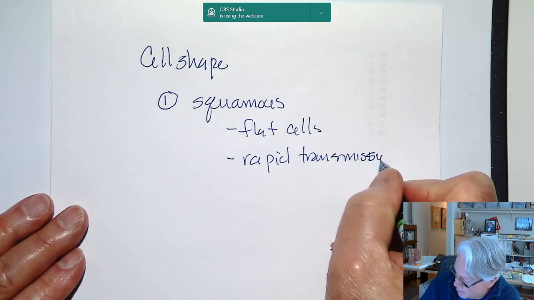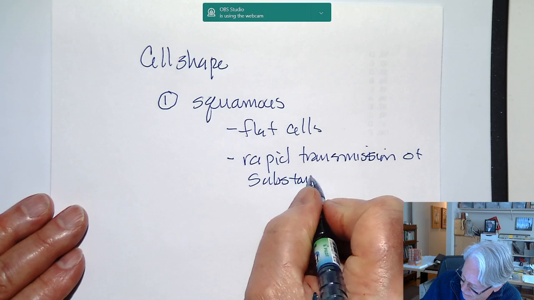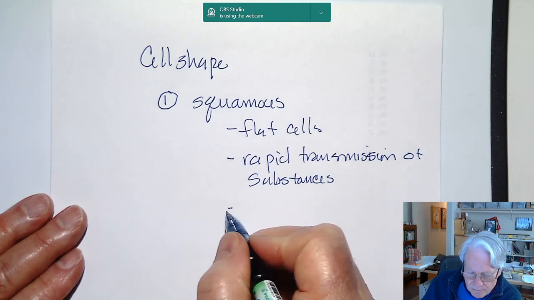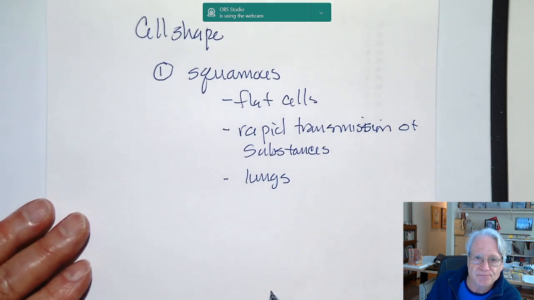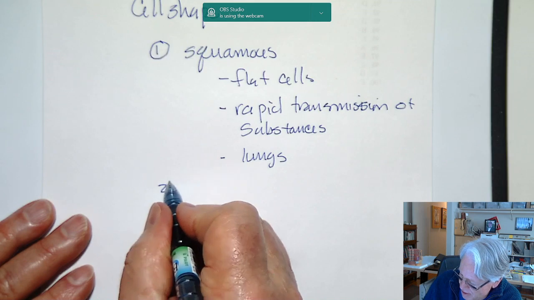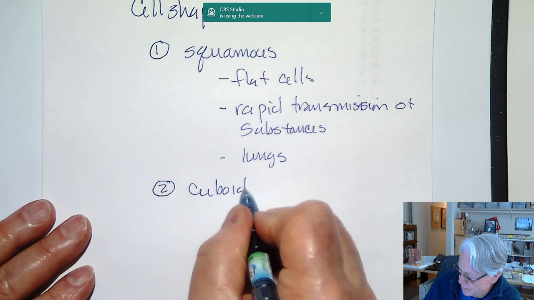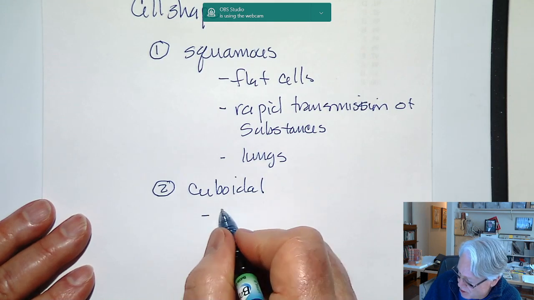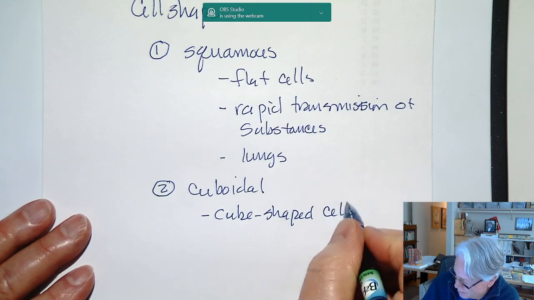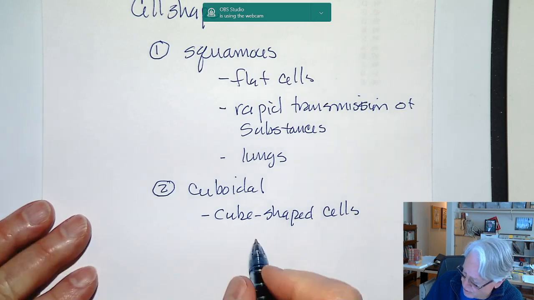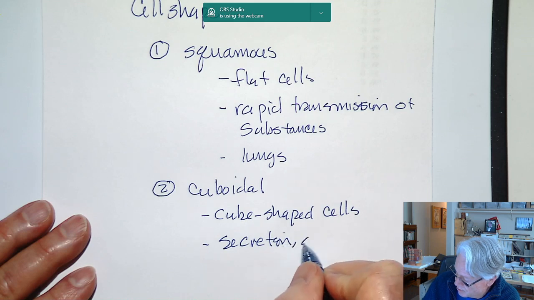Two S's. Someplace like the lungs, for example, in the respiratory membrane. Number two would be cuboidal. These are cube-shaped cells. And here we're talking about secretion and absorption.